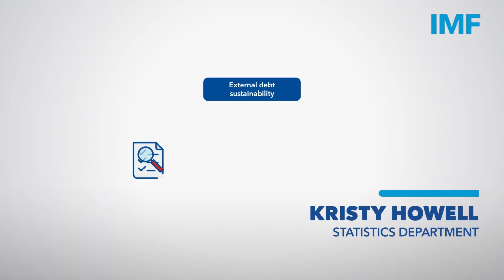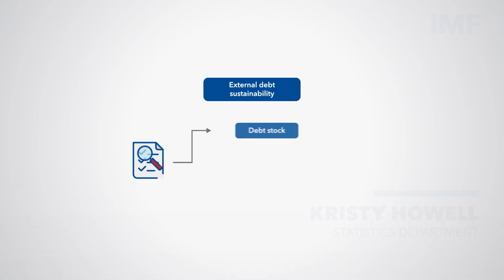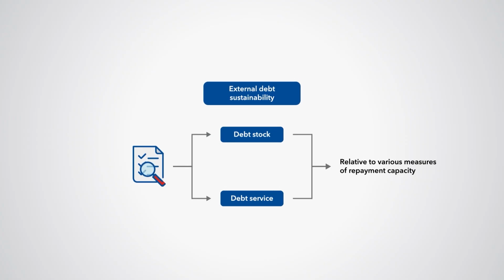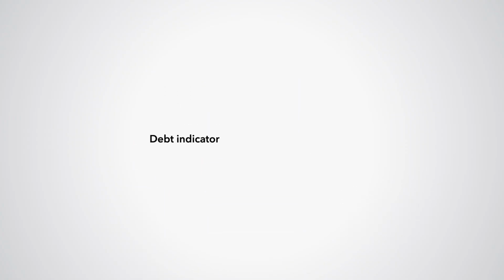External debt sustainability is assessed with the indicators of the debt stock or debt service relative to various measures of repayment capacity. The basic equation to calculate the debt indicator is: debt indicator equals indebtedness divided by repayment capacity.